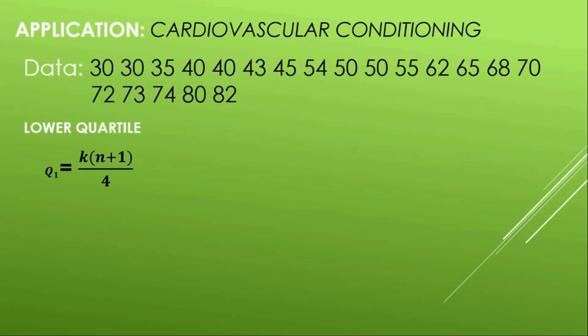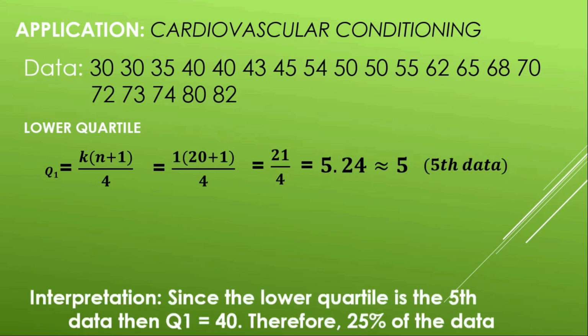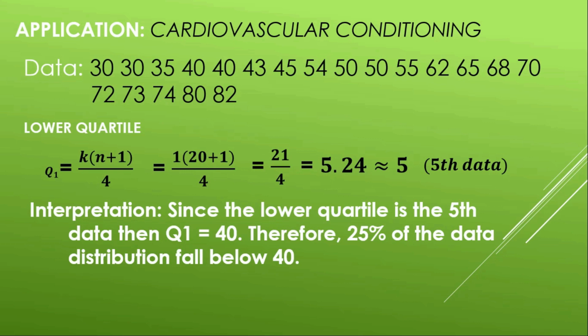Again, that is Q sub 1 equals k times the quantity of n plus 1 all over 4. Our k is 1 and our n is 20. 20 plus 1 is 21 multiplied by 1. Still, the answer is 21, and then all over 4. 21 divided by 4 is 5.25, or approximately equal to 5. So that is the fifth data. For our interpretation, since the lower quartile is the fifth data, then Q sub 1 equals 40. Therefore, 25% of the data distribution fall below 40.